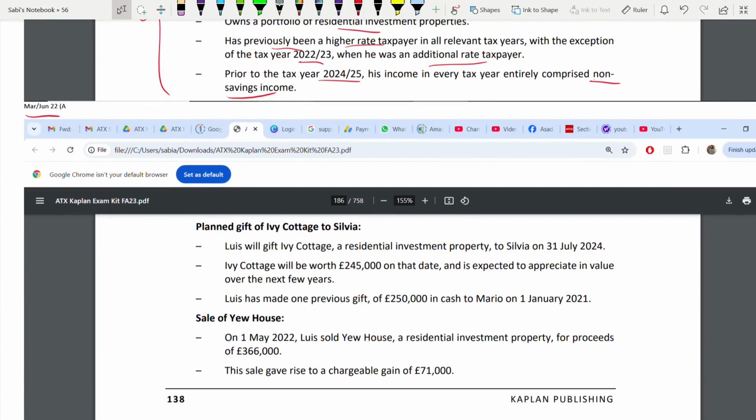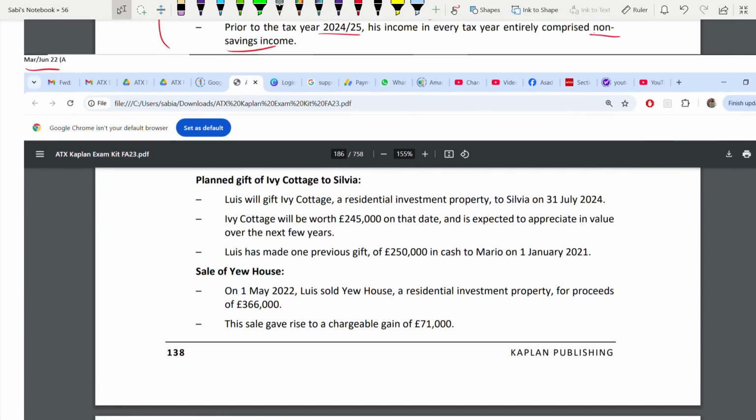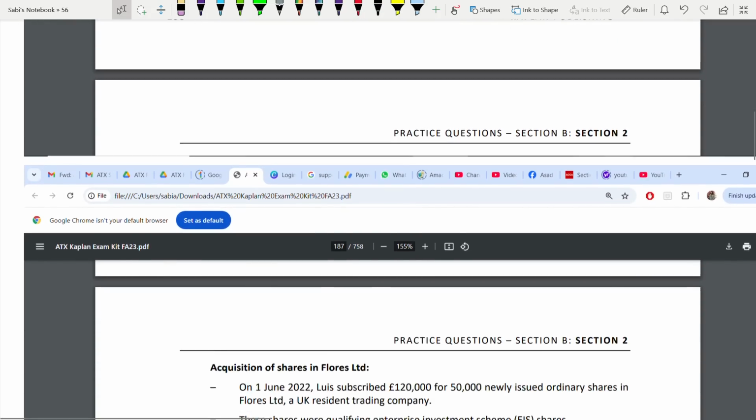If you have 2-3 gifts, let's say you might give cash, you might give a property, you might give shares, it could be anything. So here it is about gifting a residential investment property on this date. This is worth 245, and before this he made a gift of 250 in cash on this date. Now they are going to sell the house for proceeds of 366, and it will give rise to a chargeable gain of 71,000. Already the gain has been calculated and given to you.